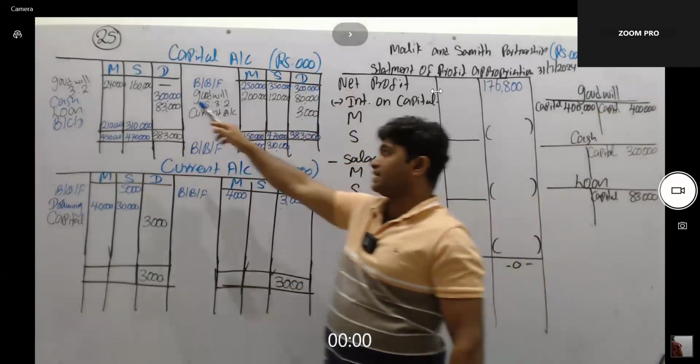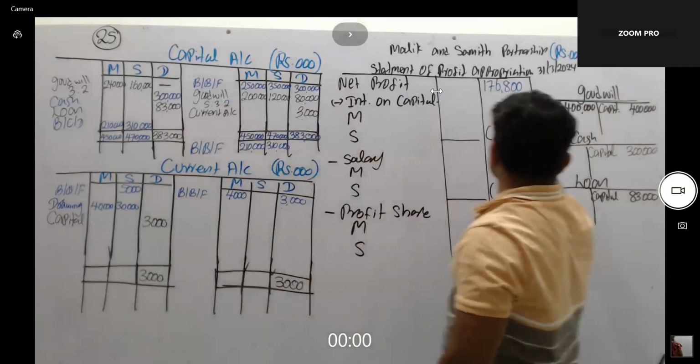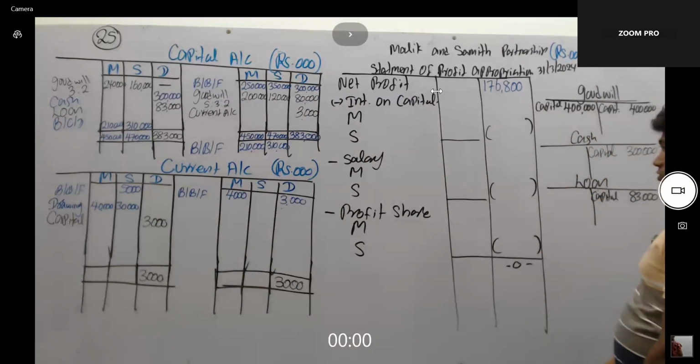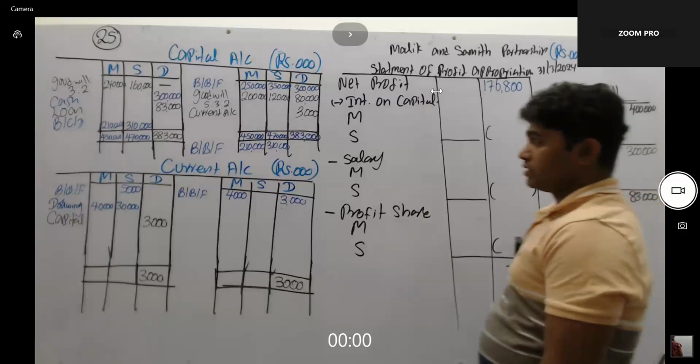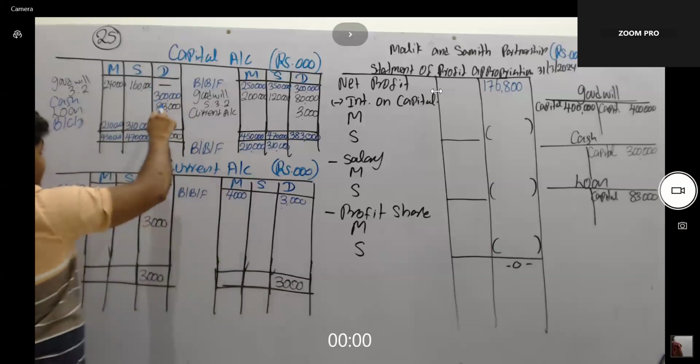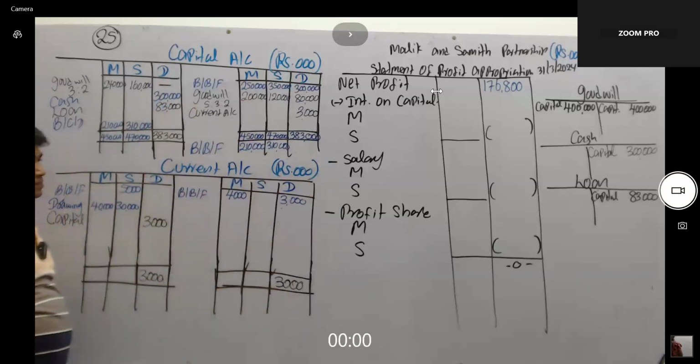If it has been paid in cash, cash account credit, partner's capital account debit. If it has not been paid, the balance part should be transferred to the loan account. Double entry: capital account debit, loan account credit.